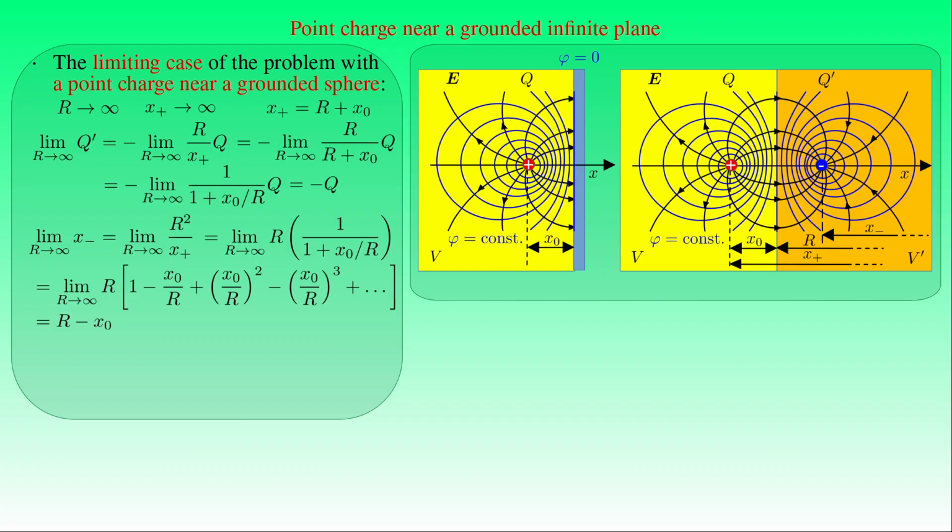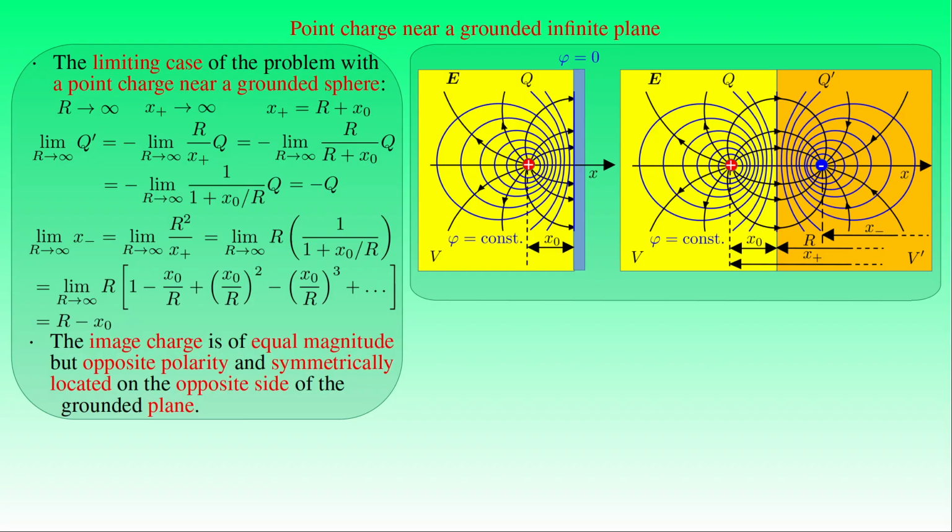These two expressions evaluated at the limit of capital R of the grounded sphere approaching infinity show that in comparison with the magnitude and the position of the inducing charge q, the image charge q' is of equal magnitude but opposite polarity and symmetrically located on the opposite side of the grounded plane. The reflection symmetry of the point charges around the grounded plane illustrates why this approach to derive the solution of Poisson's equation of simple boundary value problems is called the method of images.